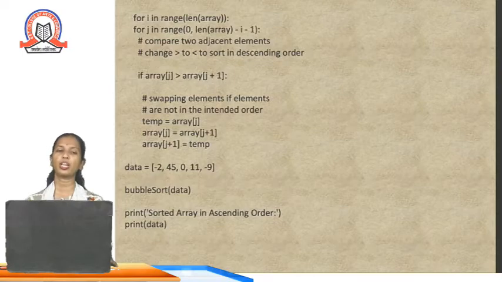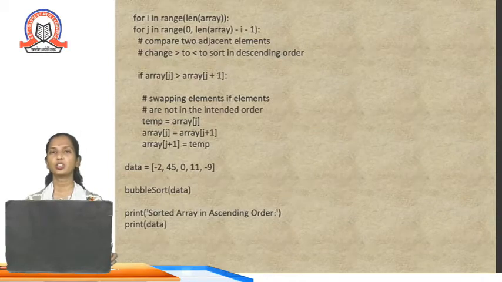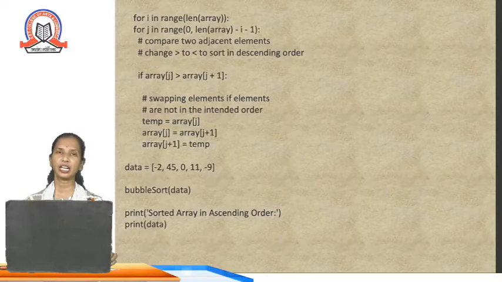So over here, what is the comparison? If array of j is greater than array of j plus 1. That is the comparison done between the current element and the next element in the array index. So if these numbers are compared and the first number is greater than the second, then an exchange is done. Okay, the values are going to be swapped.